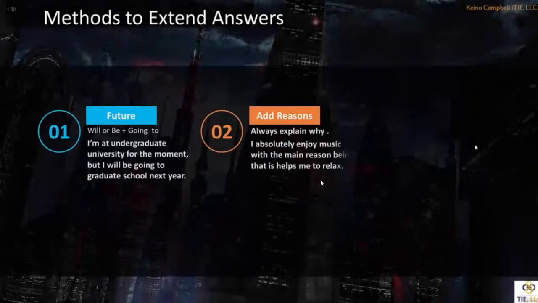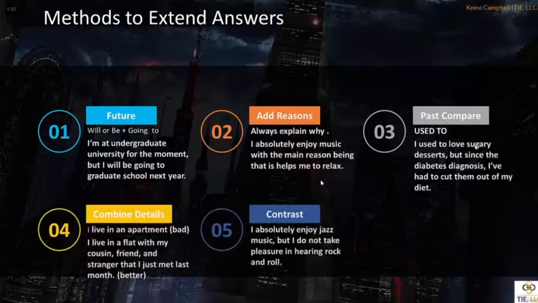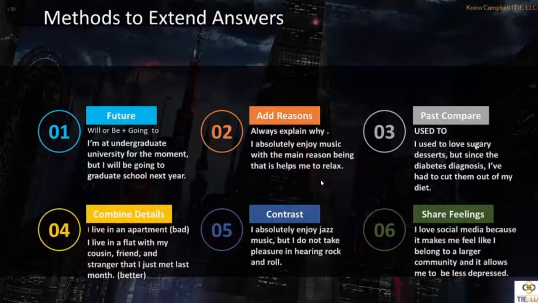All right. Here are some methods to be able to really extend your answers. Okay. Number 1, get used to using the future tense: will, be, or going to. Number 2, add reasons. Always explain why. Don't just answer it and stop. Explain why. Number 3, compare things to the past.